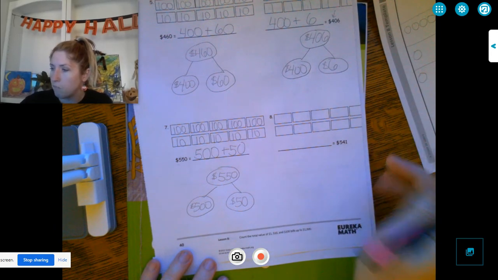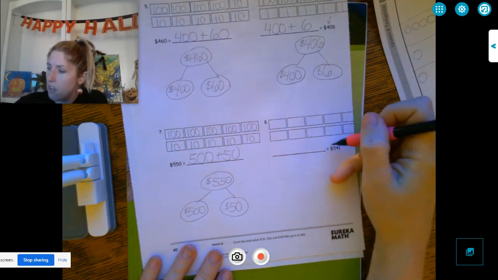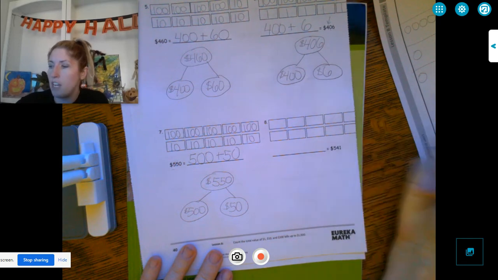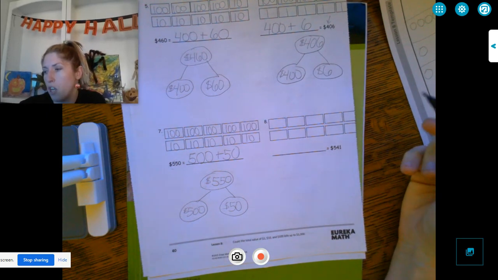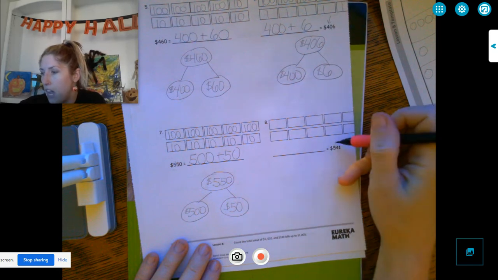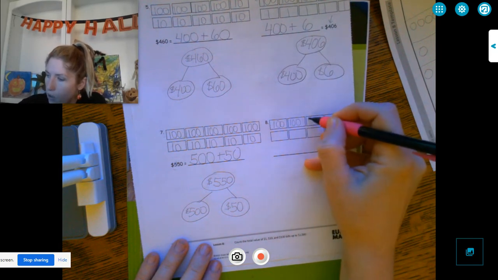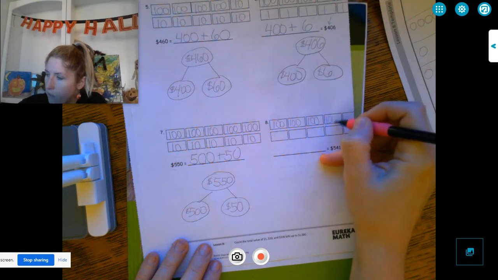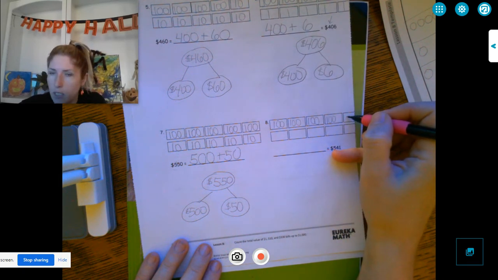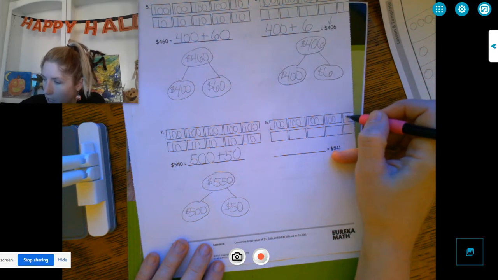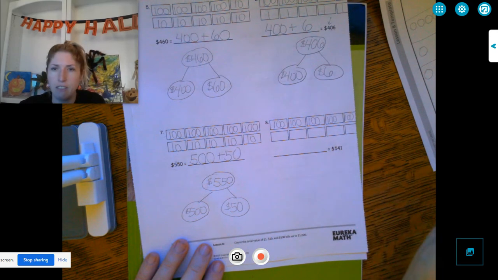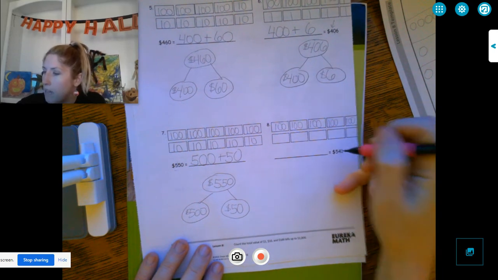Okay, last one. We have $541. So let's do our $100 first. We need 5 $100. 1, 2, 3, 4. Oh, I'm going to have to squish it really small because that box got cut off. 5. I did it. Okay, and then how many tens do we need?